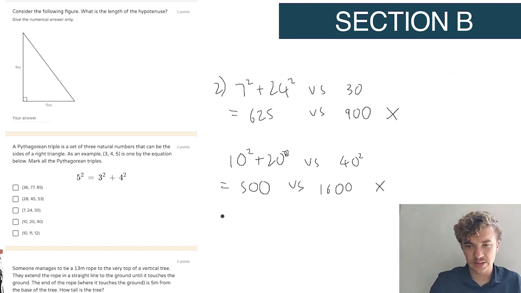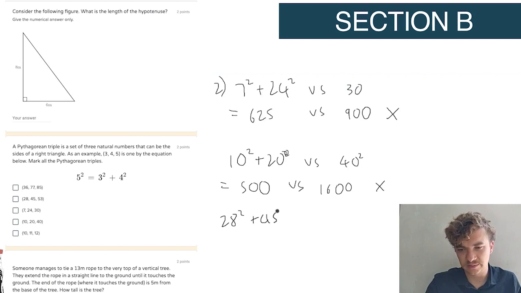The next option is 28, 45, 53. 28 squared plus 45 squared versus 53 squared. Type that into your calculator and you'll find that.